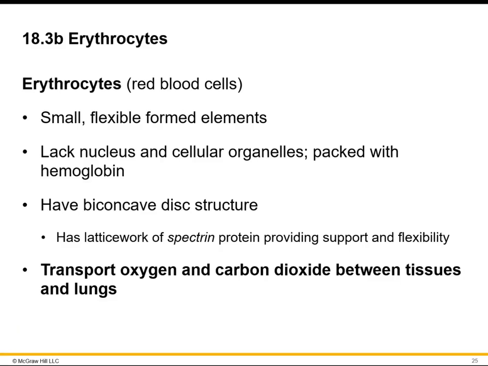So the erythrocytes, we said these guys lack a nucleus, they lack organelles. They are packed full with hemoglobin. They have a biconcave disc structure, and they're small and flexible. What they do is they transport oxygen and carbon dioxide between the tissues and the lungs. Okay, so they're going to pick up oxygen as they pass through the lungs and give off carbon dioxide in the lungs. Then they're going to go to the tissues where they give off oxygen and pick up carbon dioxide. And then they go back to the lungs and the cycle begins over again.